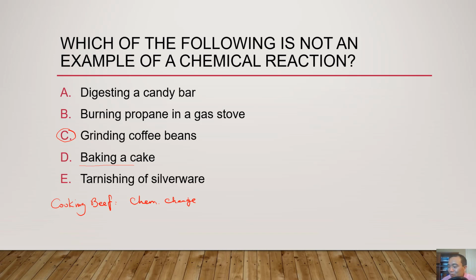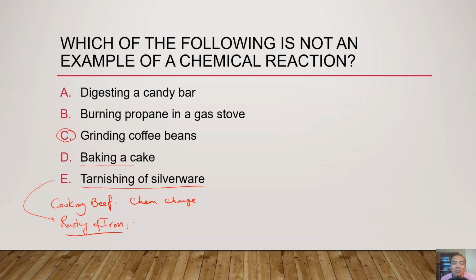Similarly, when you look at tarnishing of silverware, this is the reaction between silver and oxygen. Rusting of iron is also a chemical reaction because iron has become iron oxide. In the tarnishing of silverware, silver has become silver oxide. So C is the correct answer.